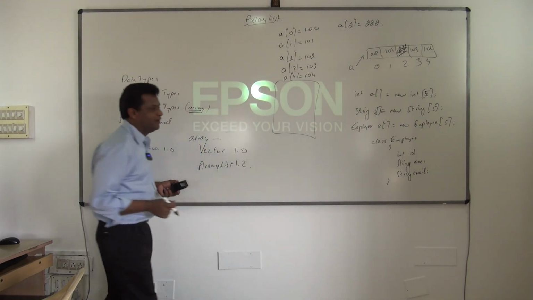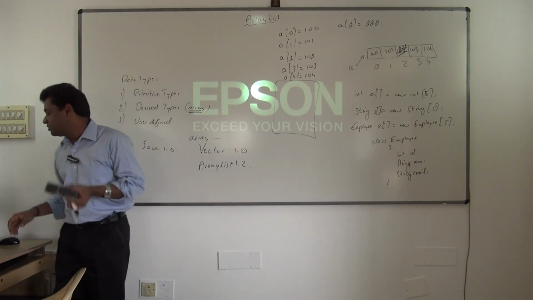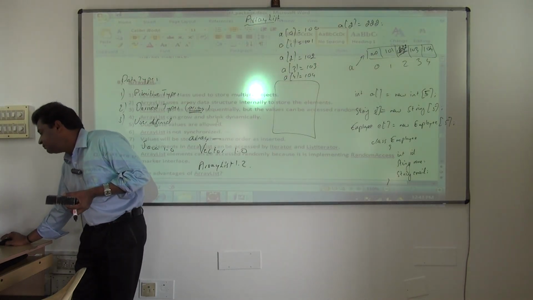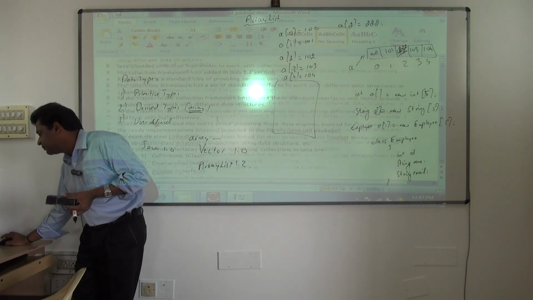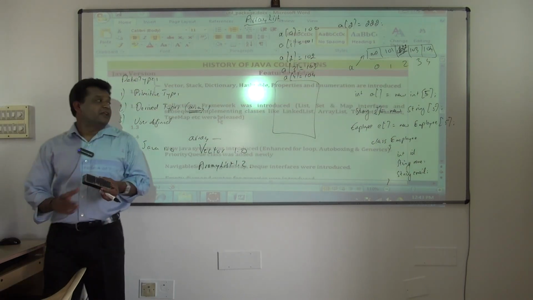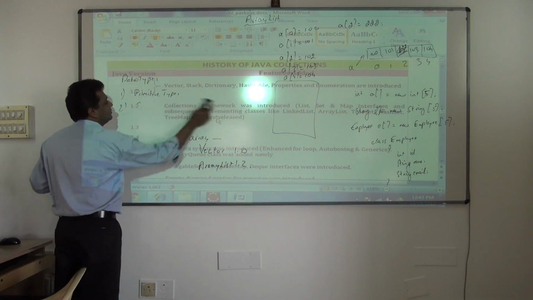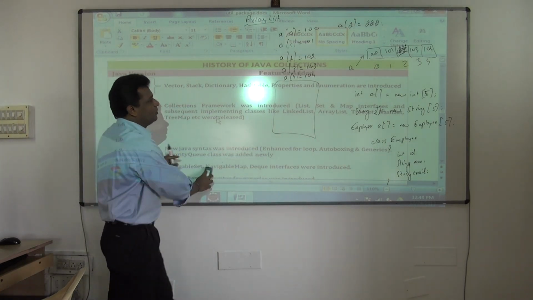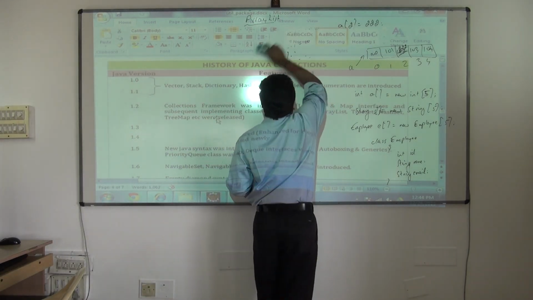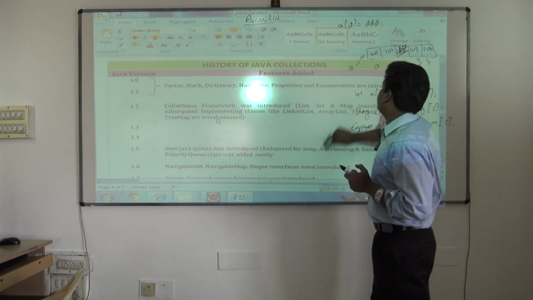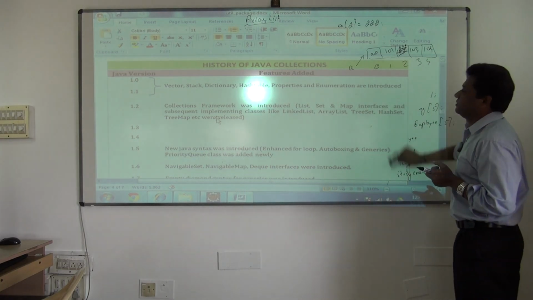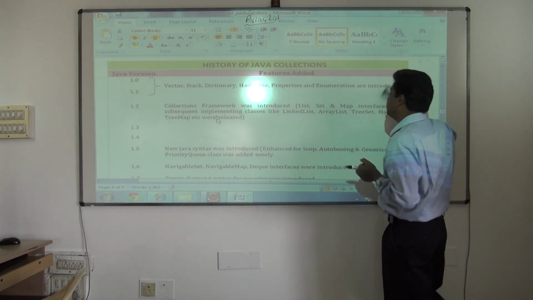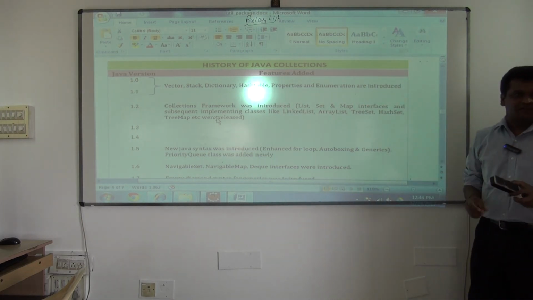Now, when they were adding this, in 1.0 this was added, in 1.2 this was added. In 1.0 when they released, there were many problems. What does the history tell us? Initially only less support was given. Yes or no? What was the support given in 1.0? Only some 4-5 classes: Vector, Stack, Hashtable, Properties. But developers needed more data structures.